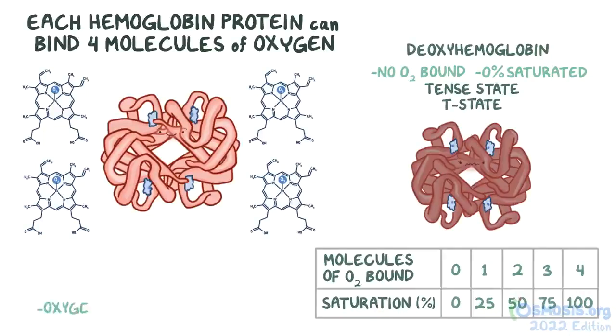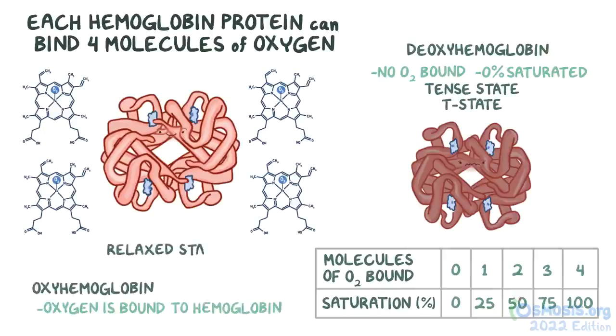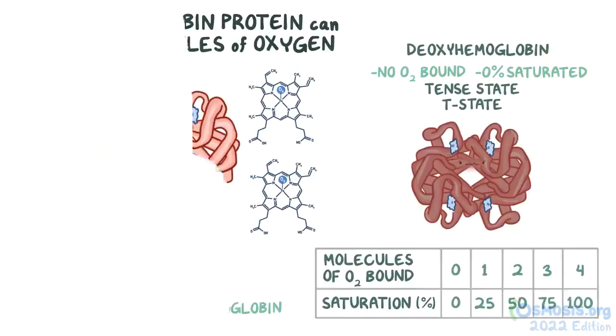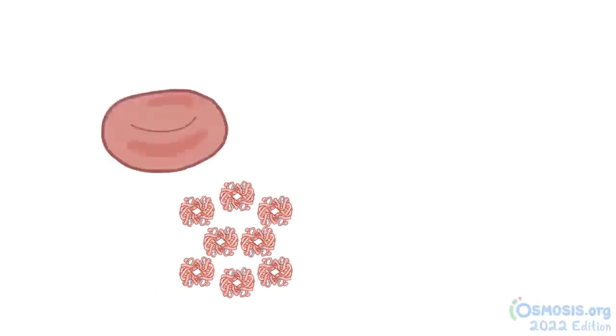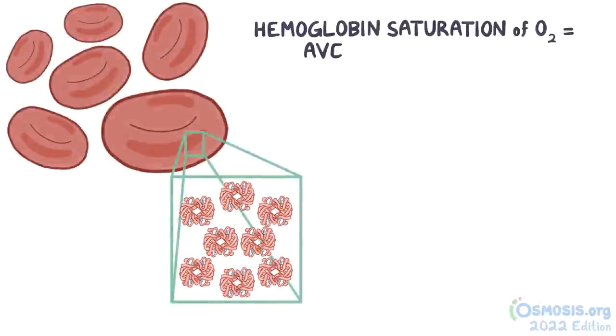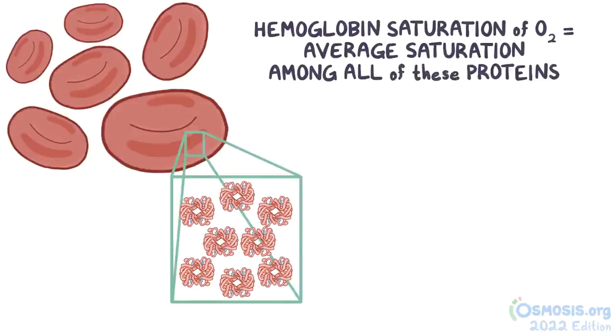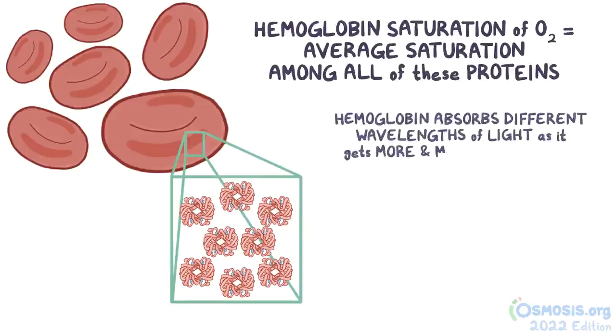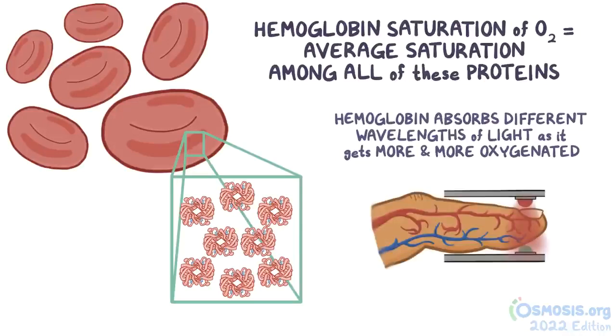All of these states where oxygen is bound to hemoglobin are called oxyhemoglobin, changing to its relaxed state, or R state, with each oxygen molecule that binds. And since there are millions of hemoglobin molecules in a single red blood cell, and millions of red blood cells, the hemoglobin saturation of oxygen is the average saturation among all of these proteins. Now it turns out that hemoglobin absorbs different wavelengths of light as it gets more and more oxygenated. A technique called pulse oximetry uses this property of hemoglobin to figure out the average oxygen saturation across millions of hemoglobin proteins.